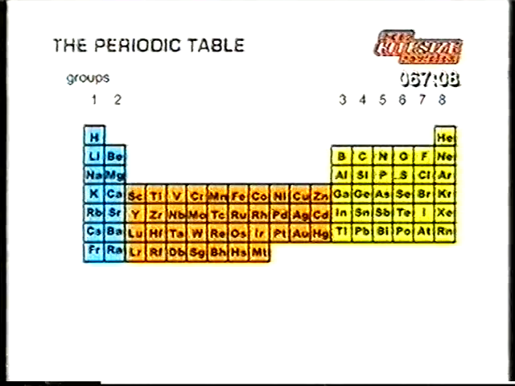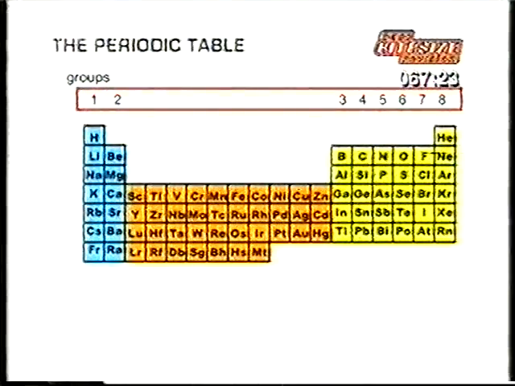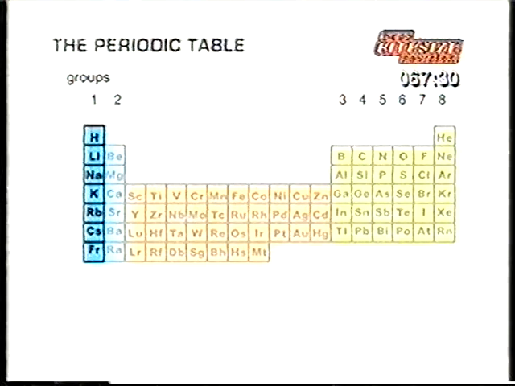The table is arranged in groups, up and down the table, and periods across the table. Each group contains elements that have the same number of electrons in their outer shell. The main groups are numbered from group 1 to group 8, sometimes called group 0, which usually indicates how many electrons there are in the outer shell of all the elements in that group. Thus, all the elements in group 1 have 1 electron in their outer shell, and all the elements in group 2 have 2 electrons in their outer shell, and so on.